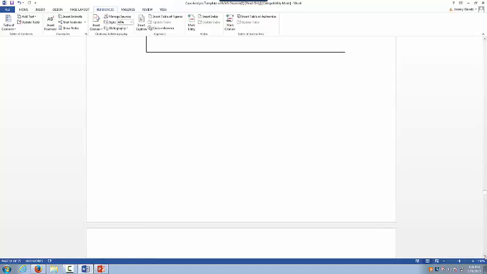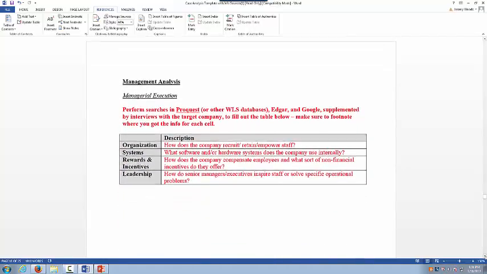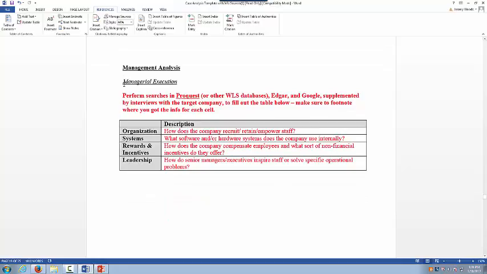Then we get to management analysis tools, which we'll talk about 7 weeks from now. Managerial execution: you're going to go out and do some searches online to find out how the company recruits, retains, and empowers staff. What kind of software and hardware do they use inside the company? How do they compensate employees, and what kind of non-financial incentives do they have for employees? And finally, how do senior managers inspire staff and solve operational problems? These are going to be searches that you do on ProQuest or on Google. They're going to be copied, pasted, and footnoted.